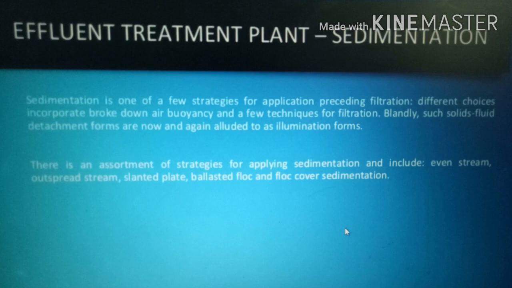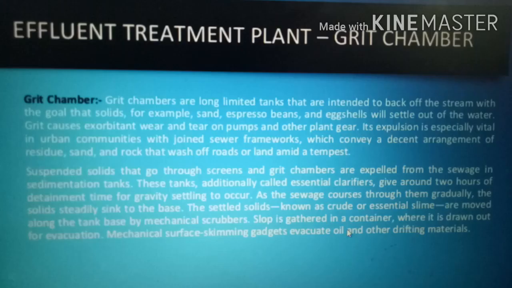Grit chambers are long, narrow tanks intended to slow down the stream so that solids, for example sand, coffee beans and eggshells, settle out of the water. Grit causes excessive wear and tear on pumps and other plant equipment. Its removal is especially important in cities with combined sewer systems, which carry a good amount of silt, sand and gravel that wash off roads or land during a storm.